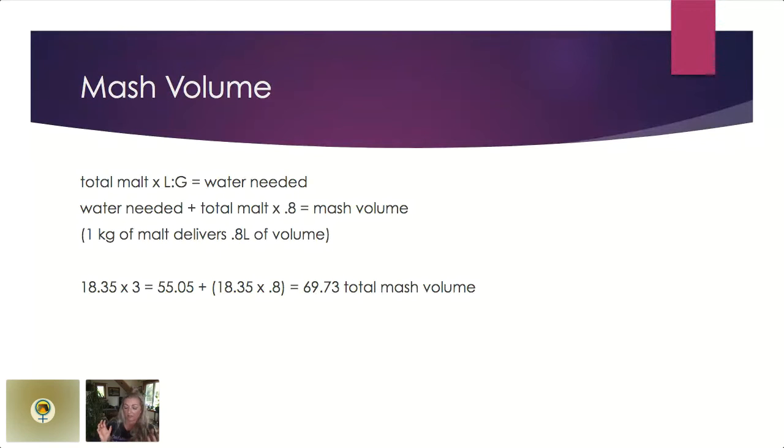This is going to give our enzymes the, what am I trying to say? The thermal jackets that they're going to need. And they're also going to have plenty of water to move around in and be in solution. So this is a pretty middle of the road ratio. So total malt times liquor to grist is water needed. So 18.35 times 3. And then our total malt times 0.8 will get added into that. 1 kilogram of malt delivers 0.8 liters of volume.